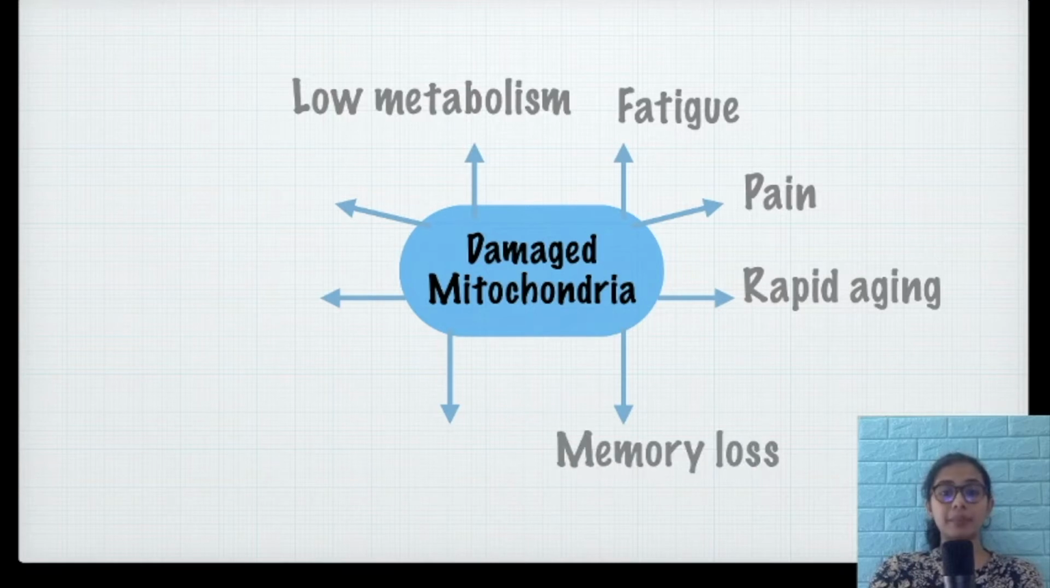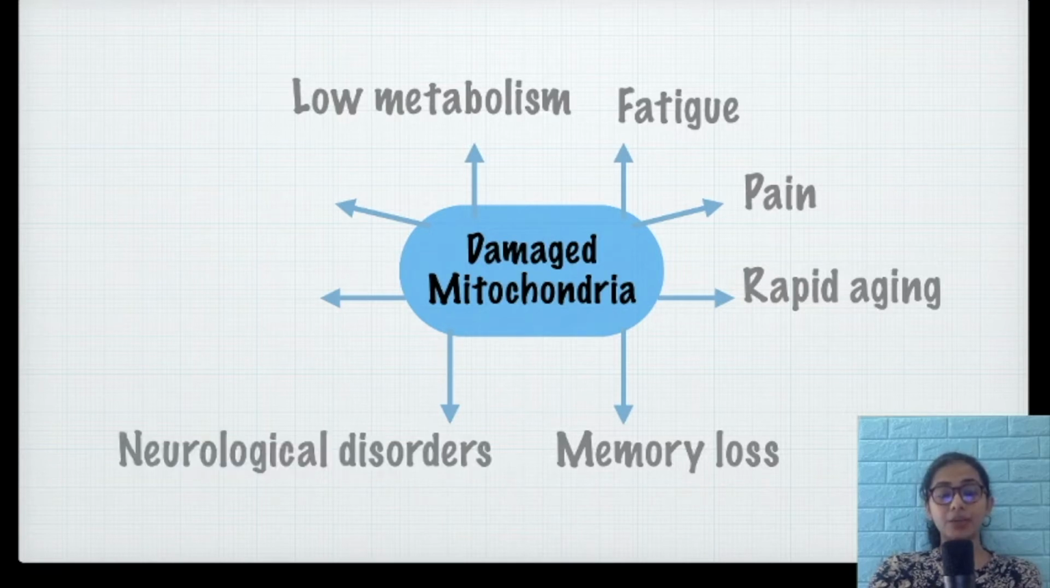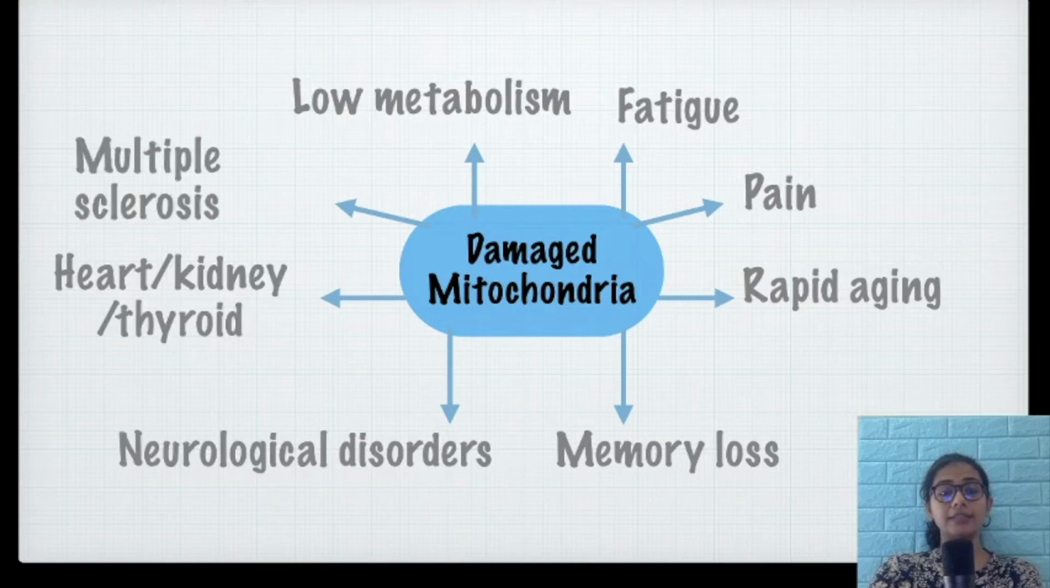It also results in memory loss. If things get worse, it can even lead to Alzheimer's or dementia. And it can lead to many neurological disorders. It can affect the heart, kidney, thyroid. It can even lead to multiple sclerosis, in which you gradually lose the functioning of all your organ systems. So that is the significance of mitochondria in our bodies.